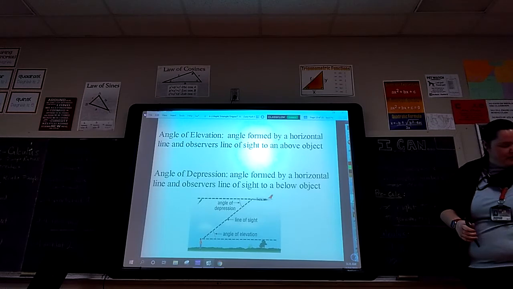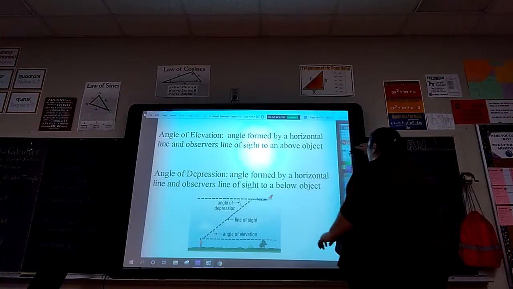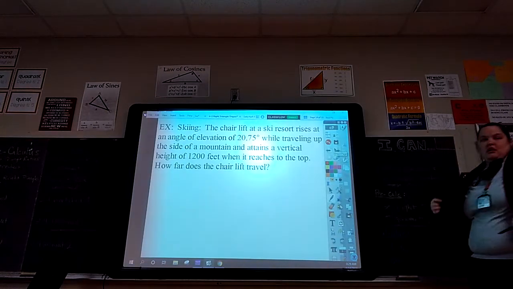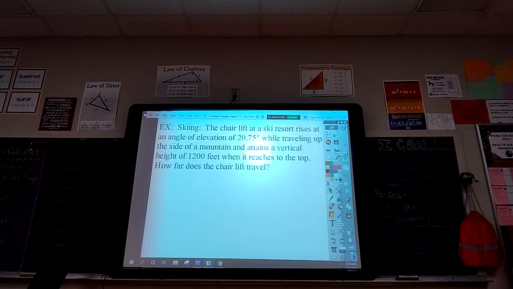So let's look at a couple of problems. So here we have a skiing problem. We're looking at a chairlift at a ski resort. It rises at an angle of elevation of 20.75 degrees while traveling up the side of a mountain and attains a vertical height of 1,200 feet when it reaches the top. How far does the chairlift travel?